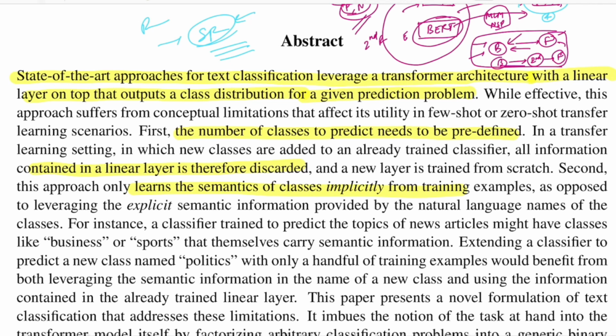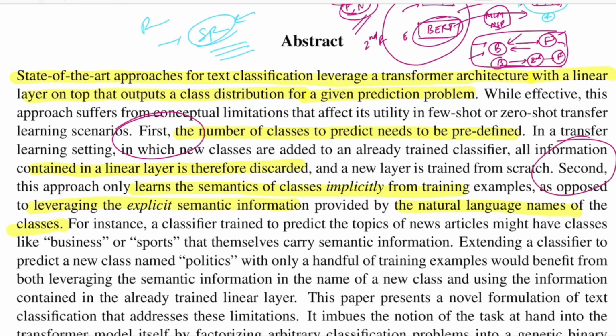Because in that case, if you add a new class label, and if that's similar to what you had previously trained on, then even if you have less data for this newer class, you can perform some sort of classification based on the similarity of the label. So this is what they call leveraging the explicit semantic information that is there in the natural language names of the classes. So yeah, these are the 2 limitations that the authors discuss in this paper.